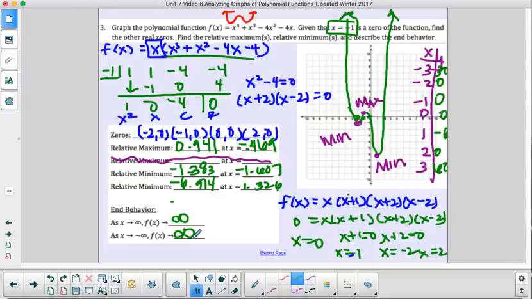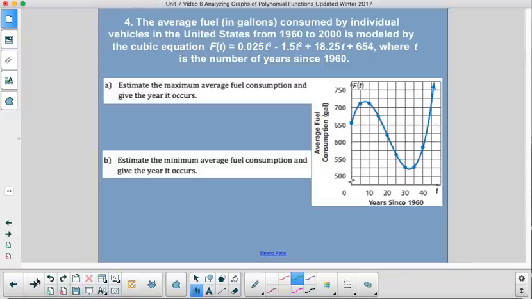If you have questions at this point about how to use your calculator, you need to ask. And if for some reason you have the Inspire, I would recommend finding an Inspire video on how to graph equations. You can come and ask me as well, and I can help you out. All right, number 4, last one.